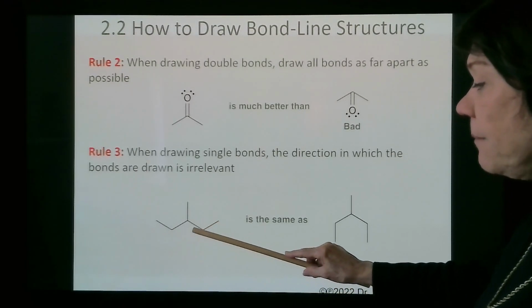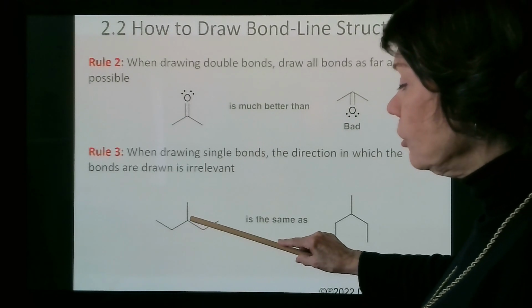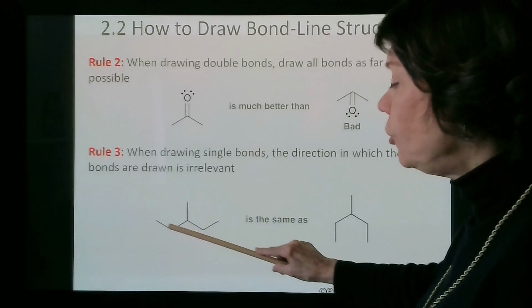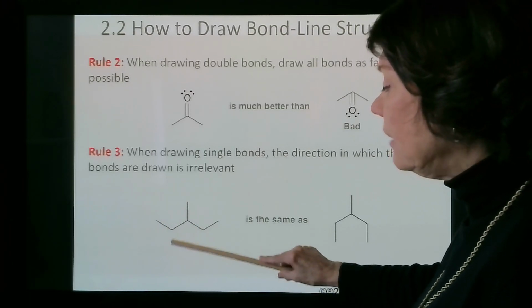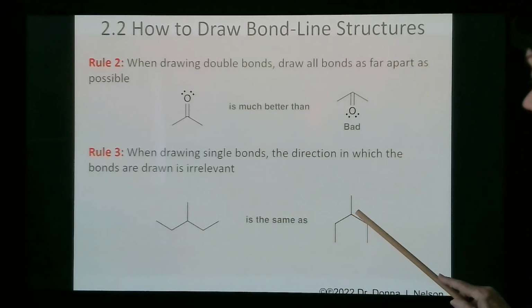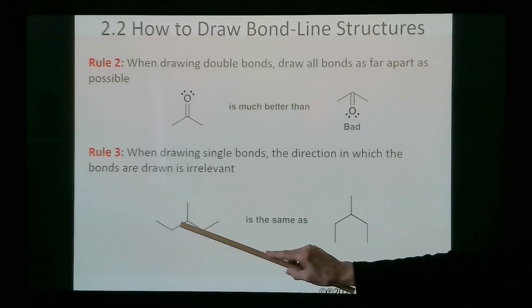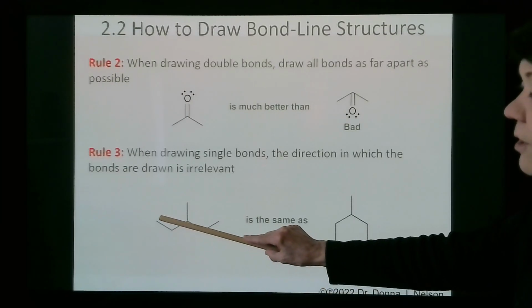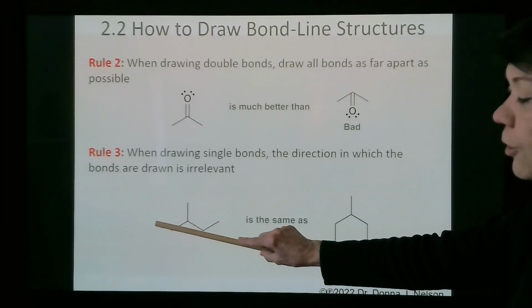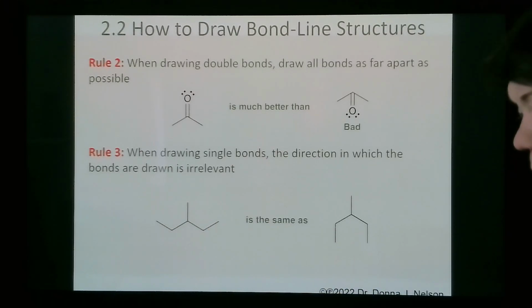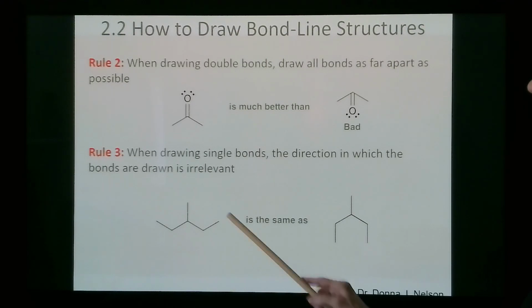When drawing single bonds, remember that there is free rotation about carbon-carbon single bonds. So this group that is shown pointing up could just as easily point down because there's free rotation about these carbon-carbon single bonds. So this drawing is equivalent to that because this methyl group can rotate down here. So these two are equivalent. They are different conformations of the same molecule.